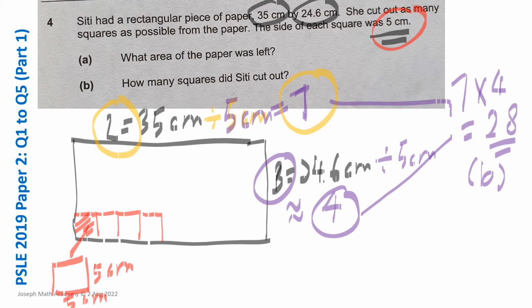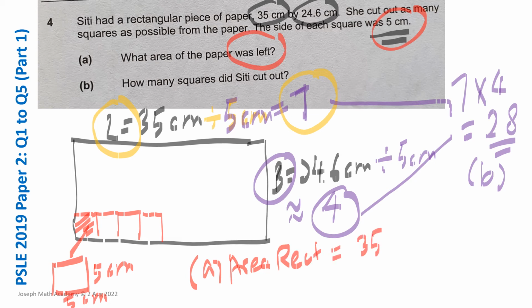Okay, what is part A? Part A is actually very simple. I'm going to use part B answer to do part A. To do part A, we want to find out what is the area of the paper left after cutout. Now, area of the rectangle is simply length times breadth.